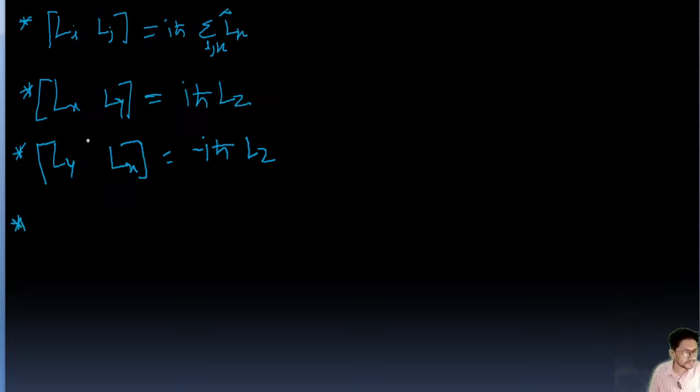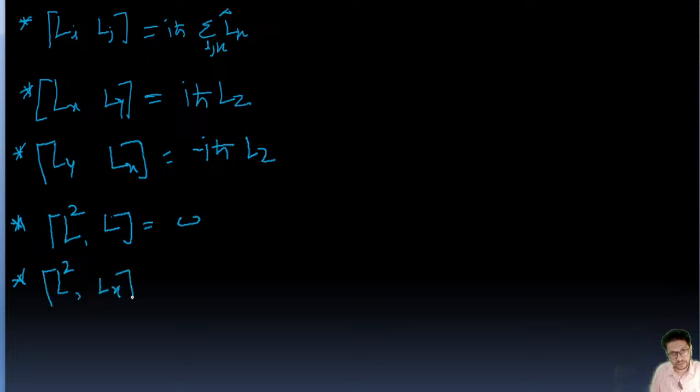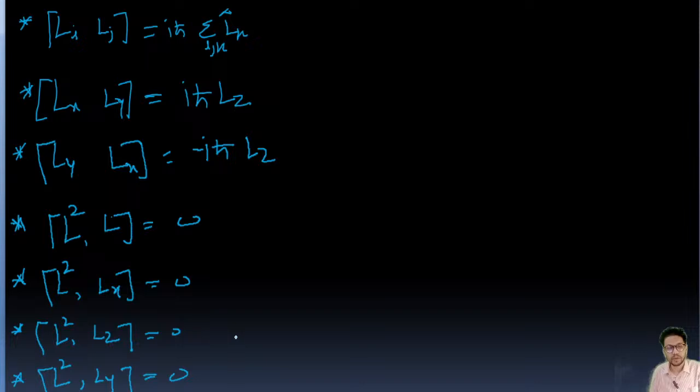Next property. L square with L, if that is the one, then this is going to be 0. For example, L square with Lx, this will be 0. L square with Lz, this commutation is going to be 0, and L square with Ly, this is going to be 0. Very important property, guys.